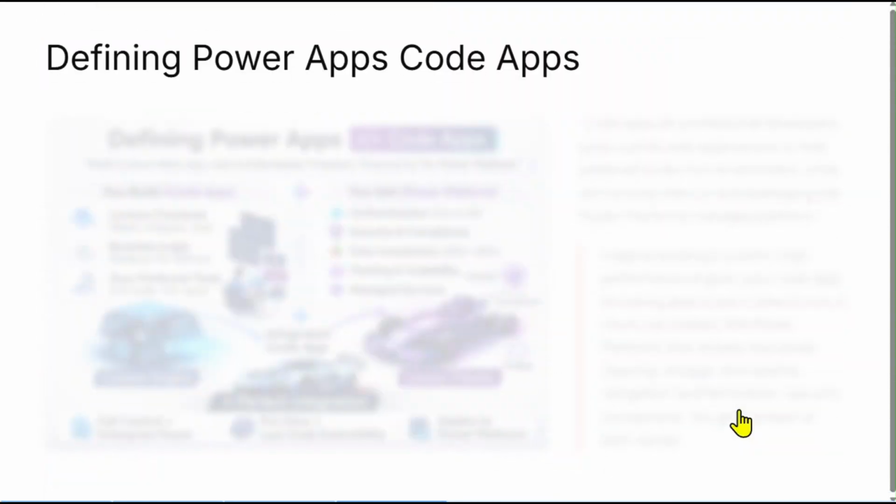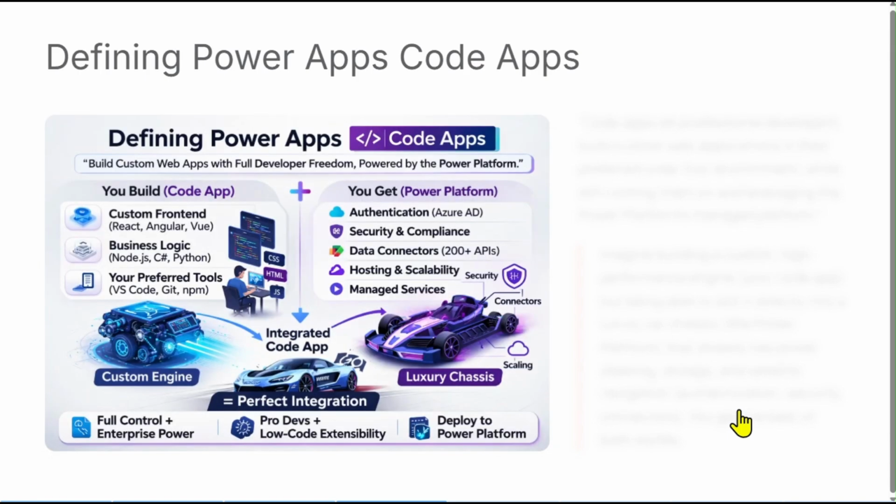Now this slide explains what Power Apps code really means. On this image, on the left side, you can build the code app. That includes your custom front end using frameworks like React, Angular, or Vue. You write your business logic using languages like TypeScript, Node.js, C Sharp, or Python, and you use your preferred developer tools like Visual Studio Code, Git, and NPM.